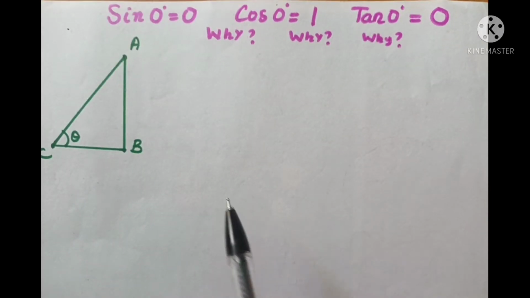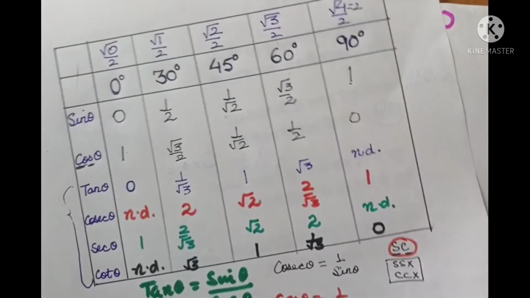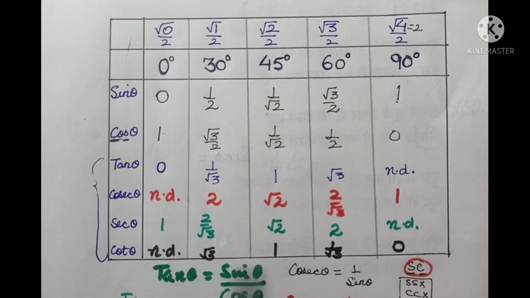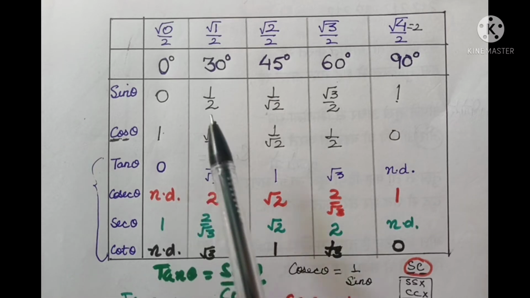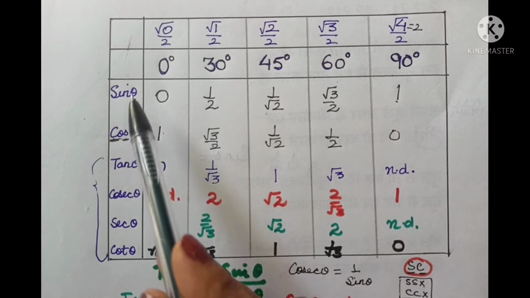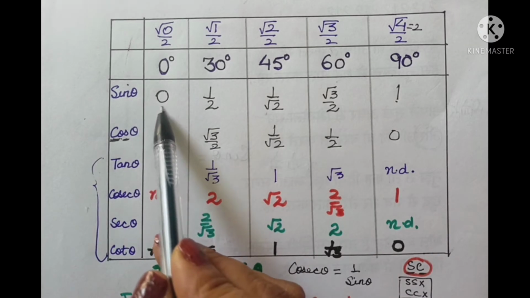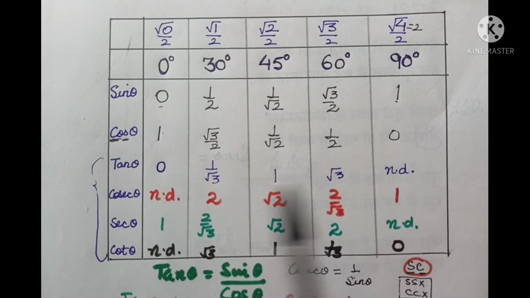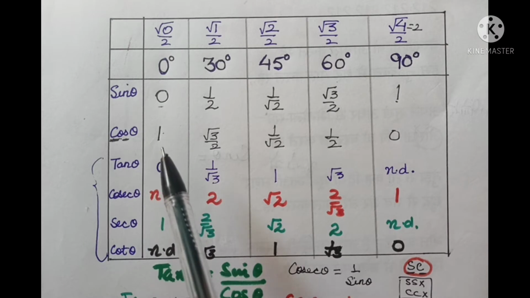We learnt the trigonometric table in the previous videos. We learnt all these values and the trick to remember this table, make this table. But how did we actually get these values? If sine 0 degree is 0, why is it 0? Why is it not 1? Or why is cos 0 degree not 0?